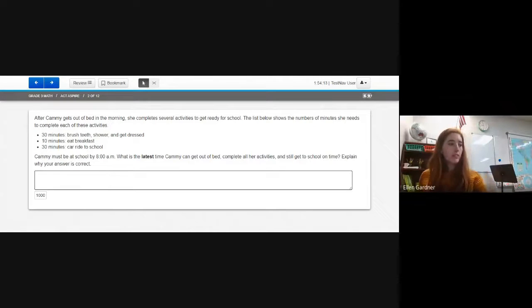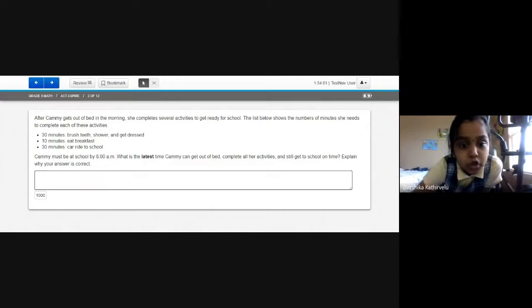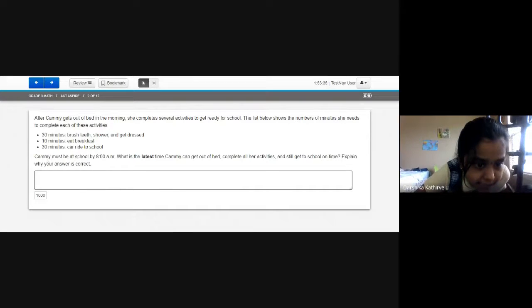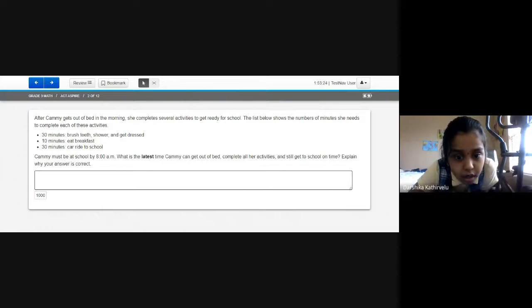Yes, Miss Gardner. After Cammy gets out of bed in the morning, she completes several activities to get ready for school. The list below shows the numbers of minutes she needs to complete each of these activities. 30 minutes, brush teeth, shower, and get dressed. 10 minutes, eat breakfast. 30 minutes, car ride to school. Cammy must be at school by 8 a.m. What is the latest time Cammy can get out of bed, complete all her activities, and still get to school on time? Explain why your answer is correct.